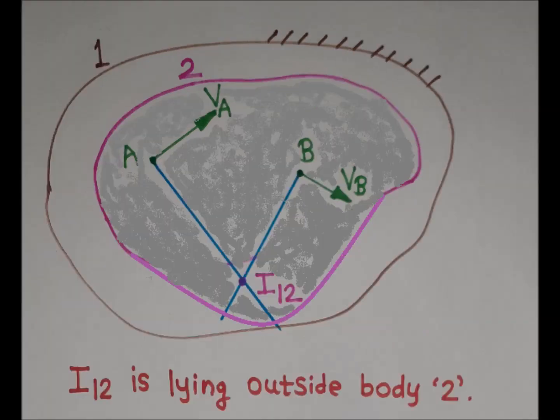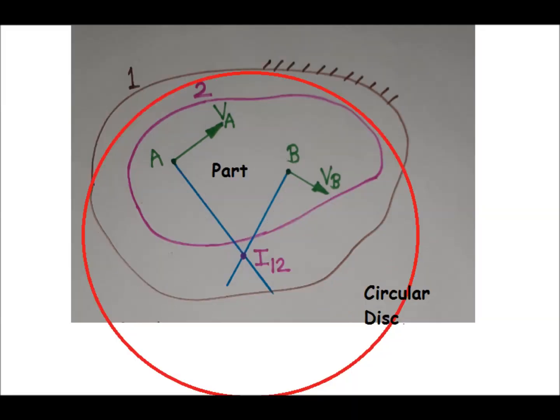If it is difficult to imagine, then we can assume any shape for planar body 2 and still it will rotate about ICR I12 because links can have shape in any manner, or we can assume planar body 2 as a part of a circular disc which is rotating about ICR I12, or we can assume planar body 2 as a sticker which is pasted on a circular disc and that disc is rotating about ICR I12.